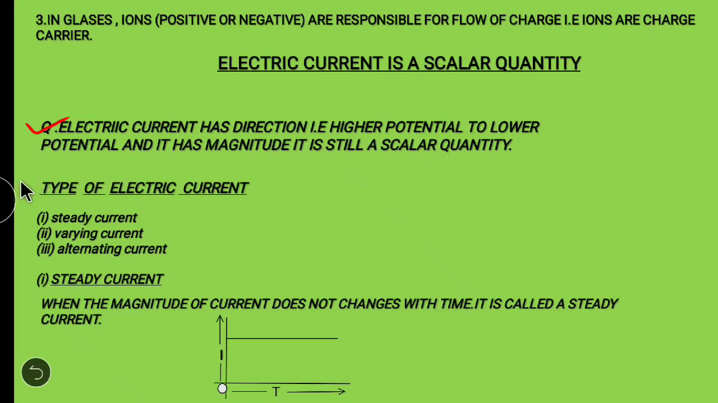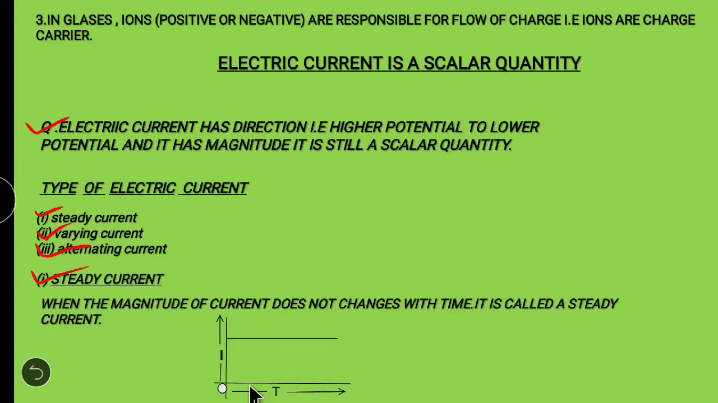Now students, types of electric current. Electric current is of three types. The first one is steady current, number two is varying current, and number three is alternating current. So what is steady current? When the magnitude of current does not change with time, it is called a steady current.